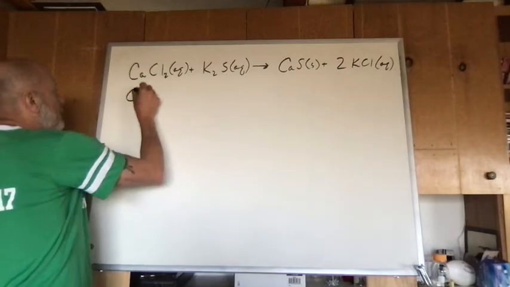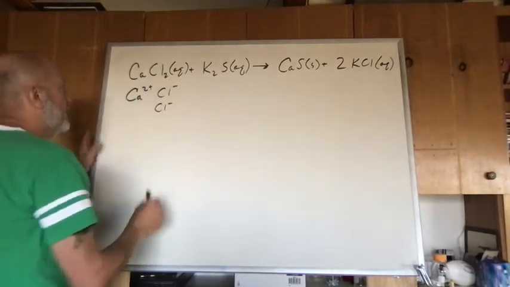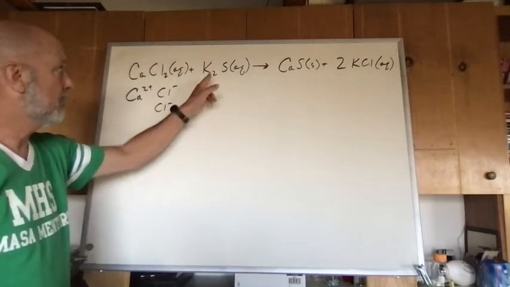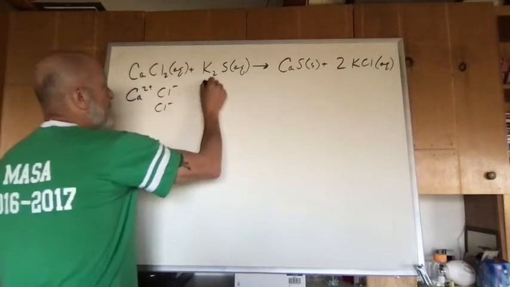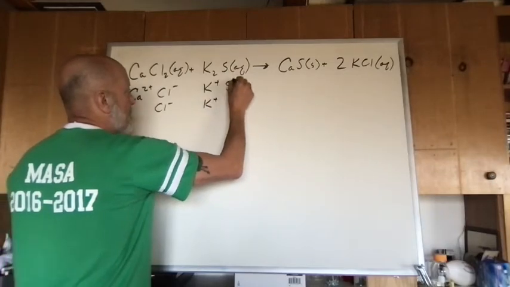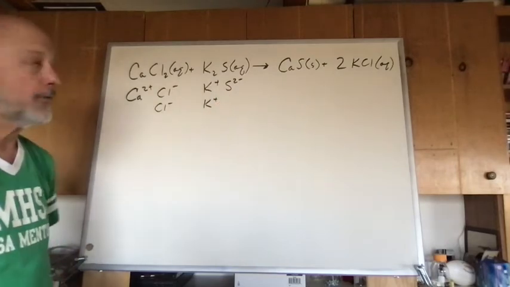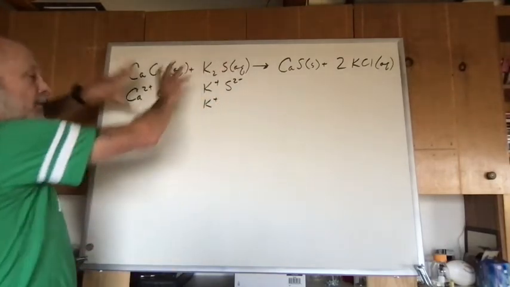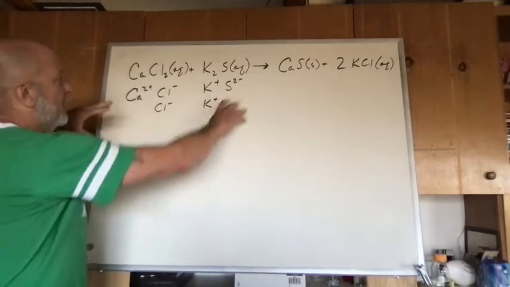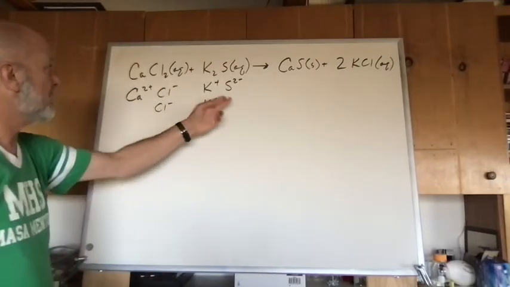CaCl2. Right, 1 calcium and 2 chlorines. Which this one, potassium has a single plus. And sulfur's right there below oxygen, always forms a 2 minus. So when I mix these 2 solutions, I get this kind of soup of all these ions together. So what is actually occurring?